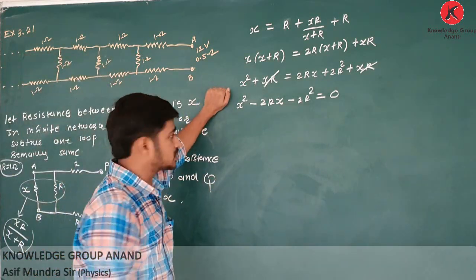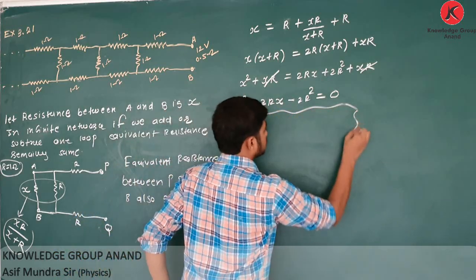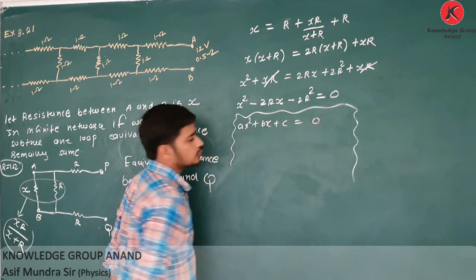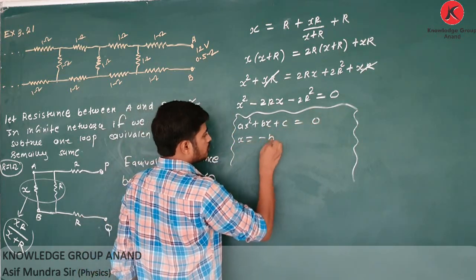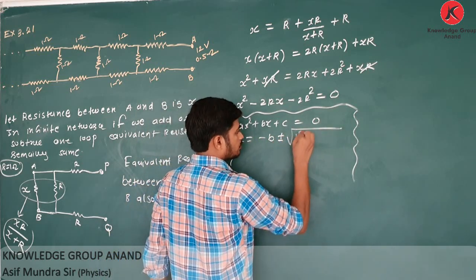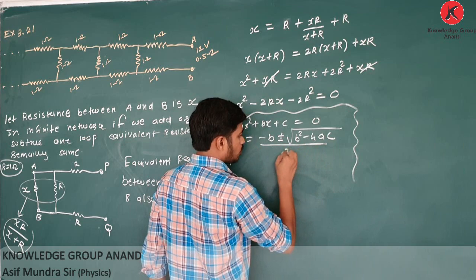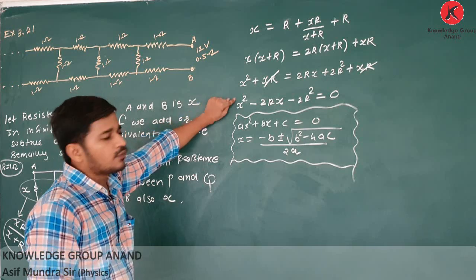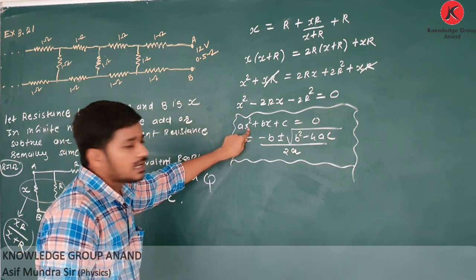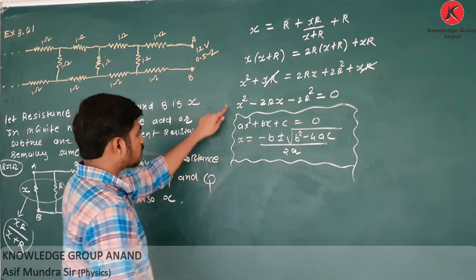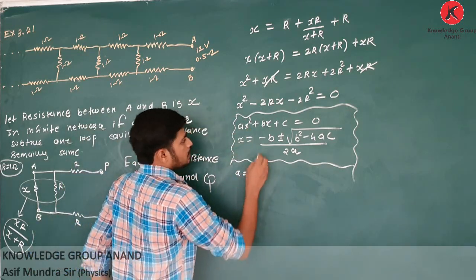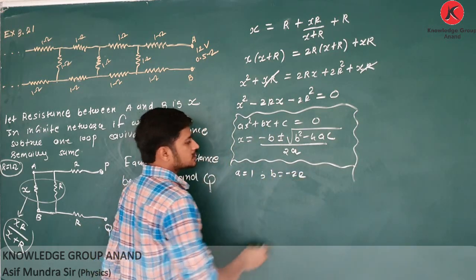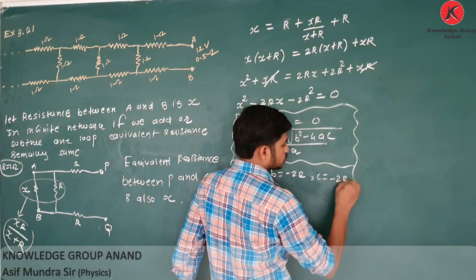Now it is a quadratic equation. How to solve this quadratic equation? See what is the general formula? For ax square plus bx plus c equal to 0, what is the value of x? X is equal to minus b plus or minus under root b square minus 4ac upon 2a. For our equation we have to find the value of a. Here a means the coefficient of x square, so a is equal to 1. B means the coefficient of x, so b is minus 2r. C means the constant term, so c is equal to minus 2r square.